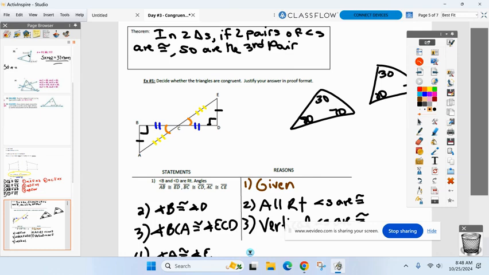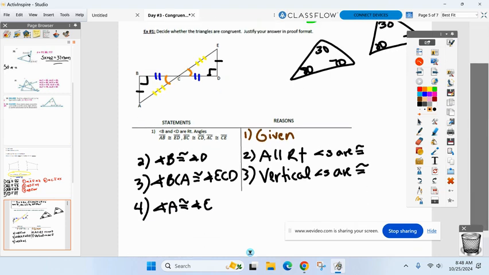But good news, you're not going to have to write all that in the reasons column here. There's an actual name attached to this, and it's called the third angles theorem. So I will allow you to write that in your proof if you need it. So going down here, that is going to be my reason for number 4. I already have 2 pairs of angles congruent, so the third pair must be equal by the third angles theorem.